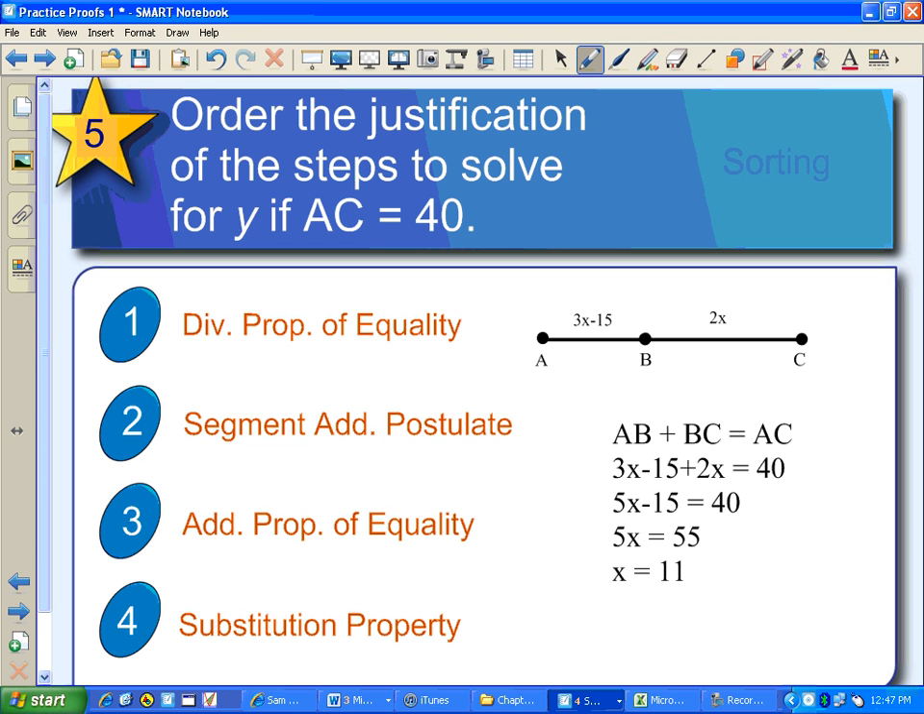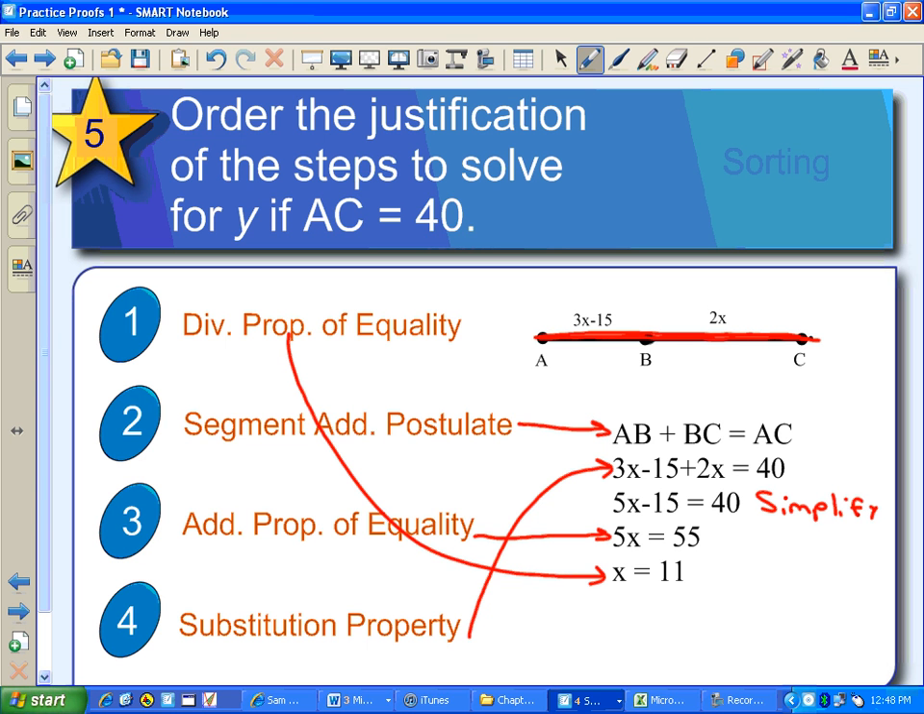Okay, I look at my picture. I can see that B is in between A and C. So I'm allowed to say that AB plus BC equals AC. Okay, this piece plus this piece equals the whole thing. That is the segment addition postulate. And then I'm substituting values in for segments. I'm simplifying. I'm adding 15 to both sides using the addition property of equality. And I'm dividing both sides by 5 using the division property of equality.